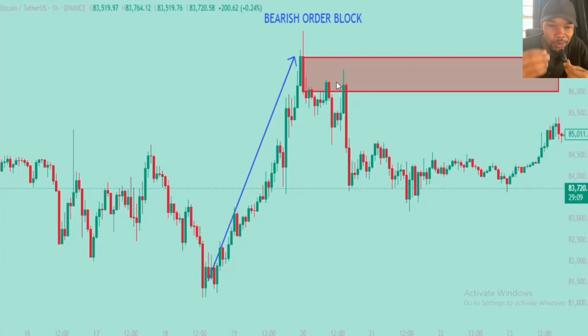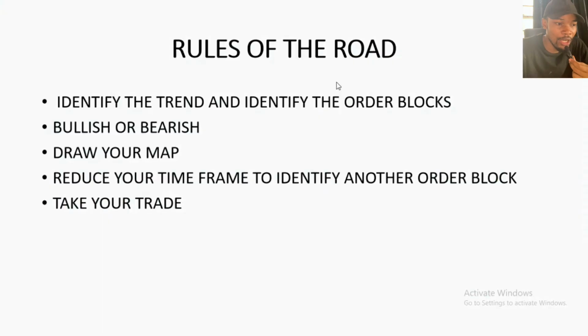I'll show you how to do it. All right, so there are rules of the road and things you must do. Okay, the first thing is to identify the trend, which I told you about. Identify the trend and identify the order blocks.